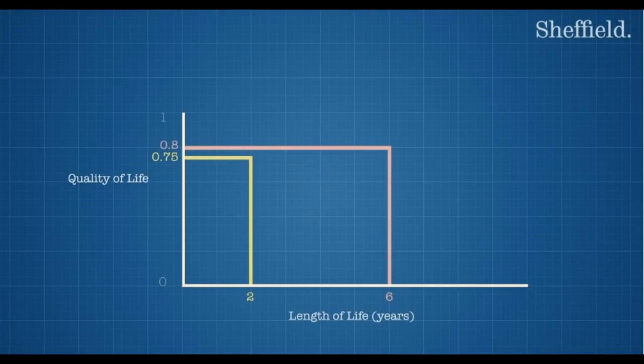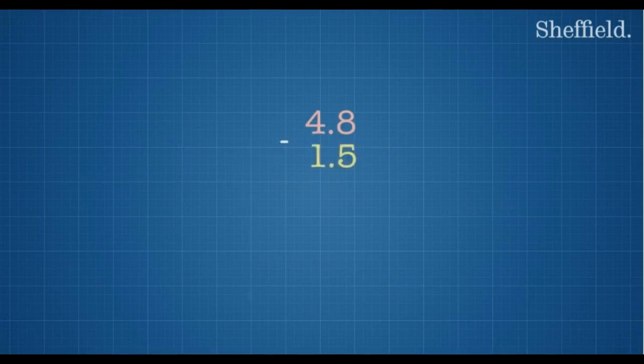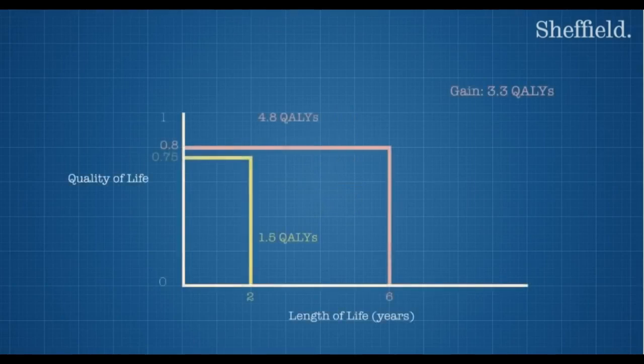With the existing treatment, a patient can expect to live for 2 years at a quality of life valued as 0.75. 2 times 0.75 equals 1.5. Therefore, the existing treatment has a total of 1.5 QALYs. With the new treatment, the patient can expect to live for 6 years at a quality of life valued at 0.8. 6 times 0.8 equals 4.8. Therefore, the new treatment has a total of 4.8 QALYs. 4.8 minus 1.5 equals 3.3. Therefore, the QALY gain is 3.3 QALYs.